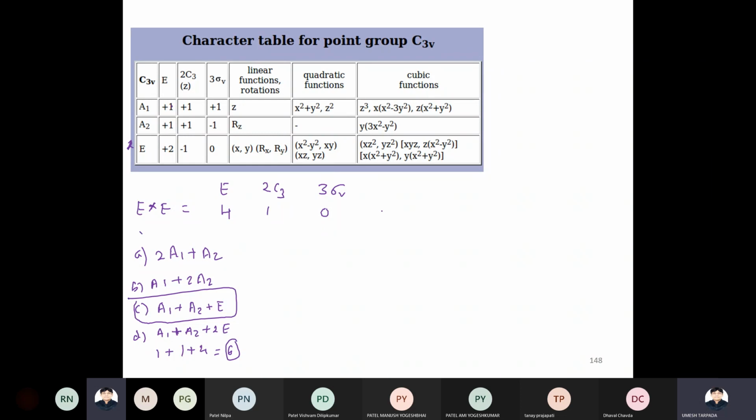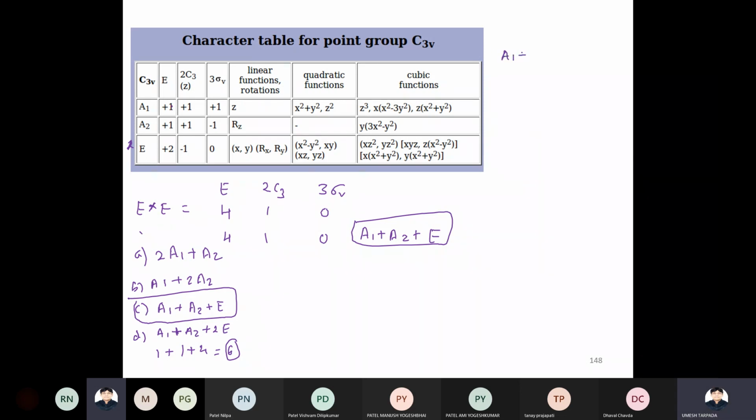So try A1 plus A2 plus E, then you will get the idea. The sum of the characters of all three: 1 plus 1 plus 2 that is 4. 1 plus 1 minus 1 that is 1. 1 minus 1 that is 0. So this is correct. So E cross E is equal to A1 plus A2 plus E.